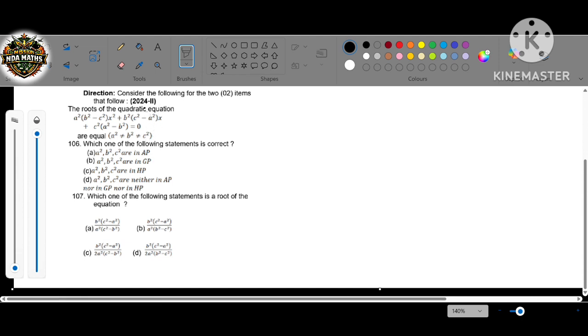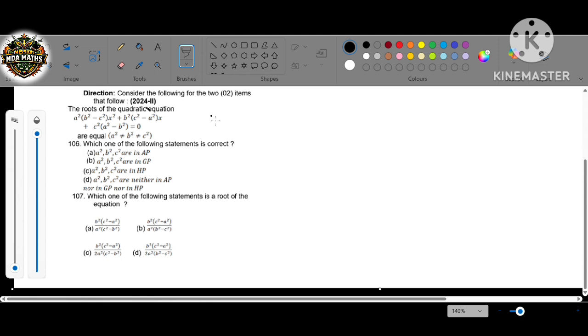Now we are going to solve this question. It was set in NDA 2, 2024. The question is like this. It is a quadratic equation: a square into (b square minus c square) x square plus b square into (b square minus c square) x plus c square into (x square minus b square) is equal to 0. It is also mentioned that a square, b square, c square are not equal. We have to say which one of the following statements is correct.